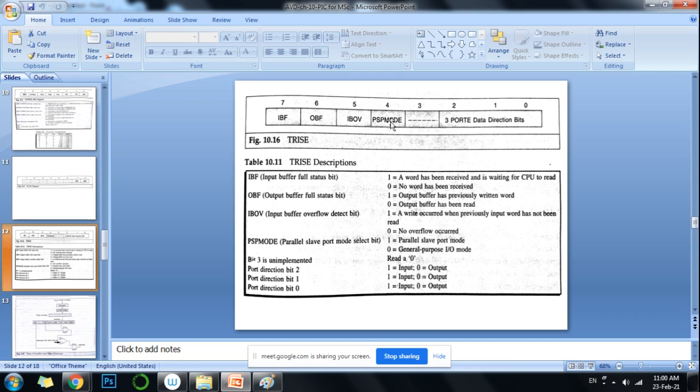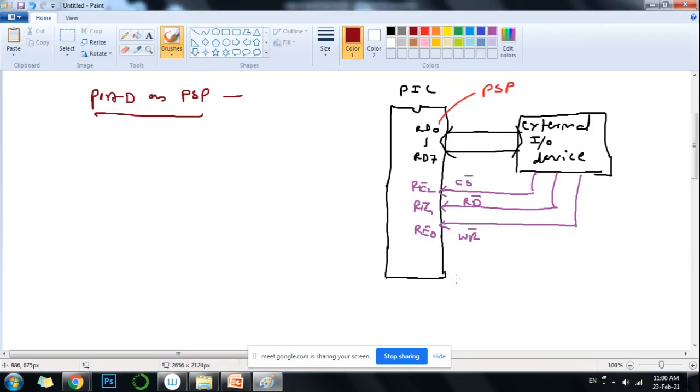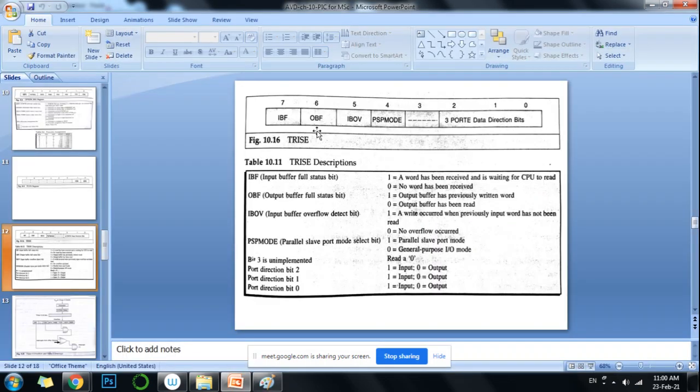Particularly when you want to operate port D in PSP mode, this particular bit is to be set. This is set by your CPU, or through the program you can set this bit. As soon as you set the bit, port D will go in PSP mode, and in that case these are the connections required. So you can understand that this bit is a writable bit, but all the remaining 3 bits are just readable bits. These are handshake bits, and they can be read by the CPU to understand the current situation of the data flow.